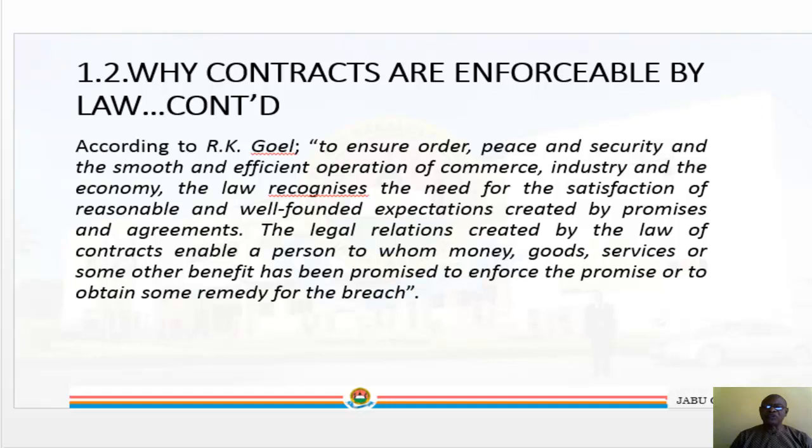According to L.G. Joel, to ensure order, peace and security, and the smooth and efficient operation of commerce, industry, and the economy, the law recognizes the need for the satisfaction of reasonable and well-founded expectations created by promises and agreements. The legal relations created by the law of contract enable a person to whom money, goods, services, or some other benefits has been promised to enforce the promise or to obtain some remedy for the breach.